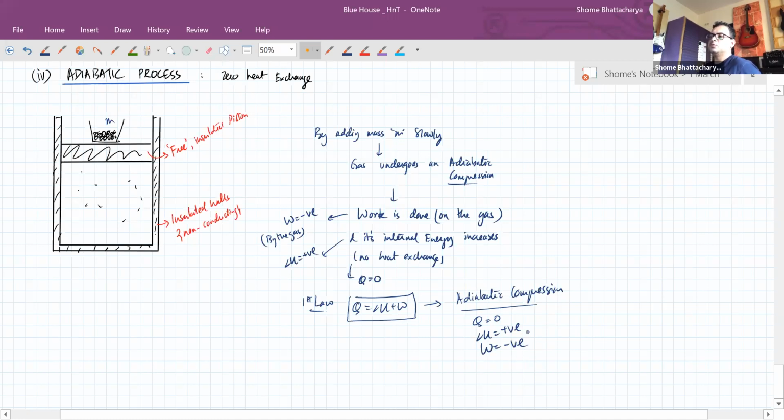As the gas expands, it would do positive work, so W would be positive, but it would lose internal energy, so delta U would be negative. So first just note down this thing, then we'll discuss the opposite of this, where we remove mass slowly. So we allow the gas to expand by pushing the piston, and in the process lose internal energy because there's no heat exchange.